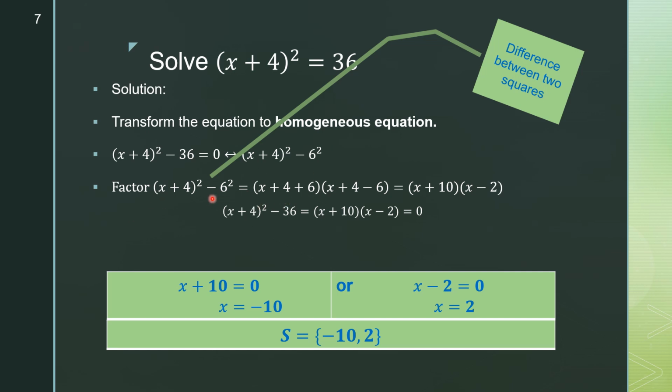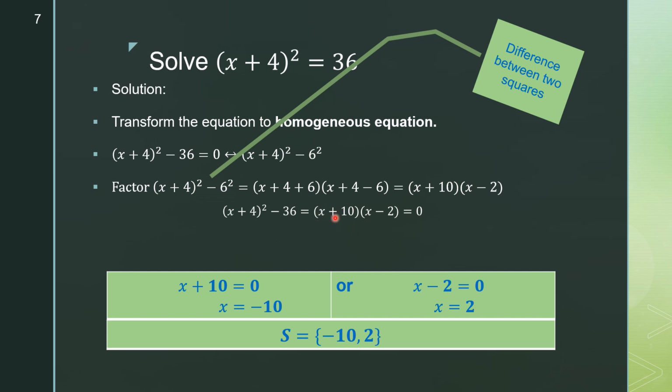And we know how to factorize the difference between two squares. I mean the first number, x plus 4 plus 6, and x plus 4 minus 6. So we can add 4 plus 6 together here, and we'll get x plus 10, and 4 minus 6 is minus 2. We'll get these two brackets. So if we write the left side of the equation in this form, x plus 10 in one bracket, multiplied by x minus 2 in another bracket, equals 0.